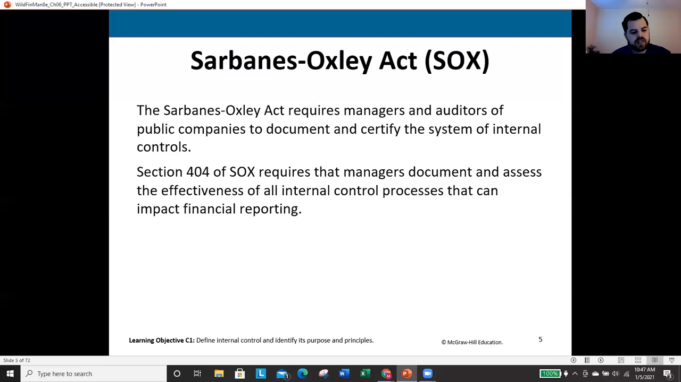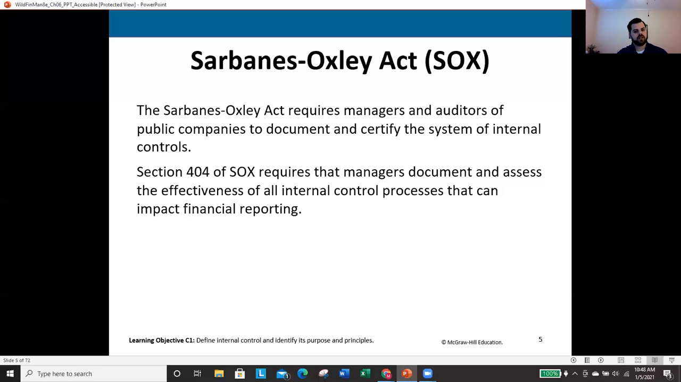The first is listed here. The Sarbanes-Oxley Act requires managers and auditors of public companies. Notice this is of public companies. So the small private institutions are not necessarily bound by SOX, but they may choose to implement the guidance found within SOX because it does tend to be fairly good guidance. We are requiring not only the managers, but also the auditors of those public companies to document and certify the system of internal controls that is in place.